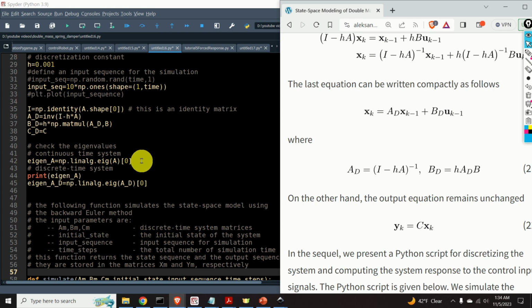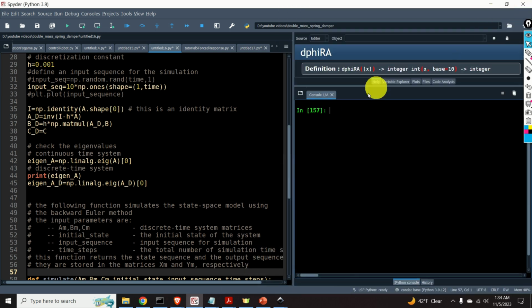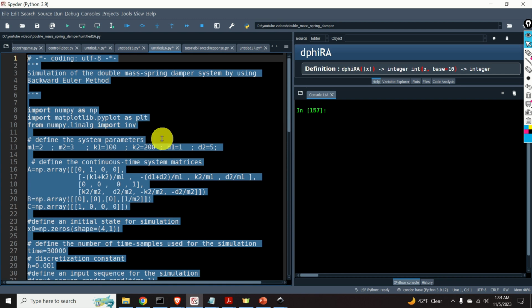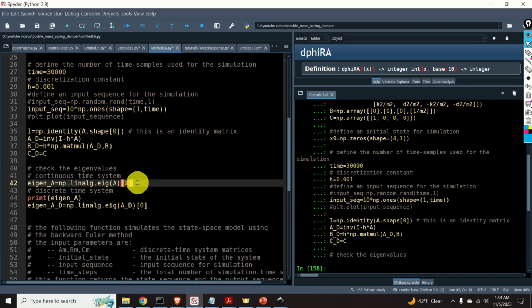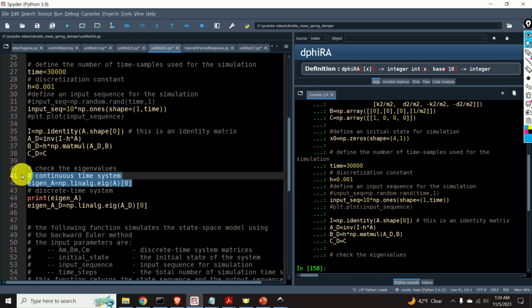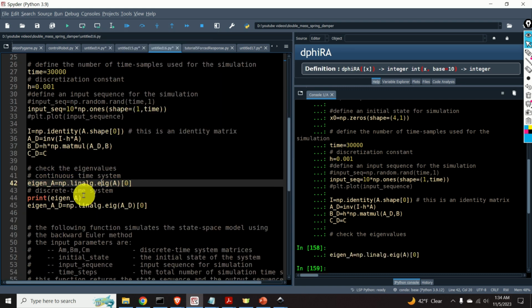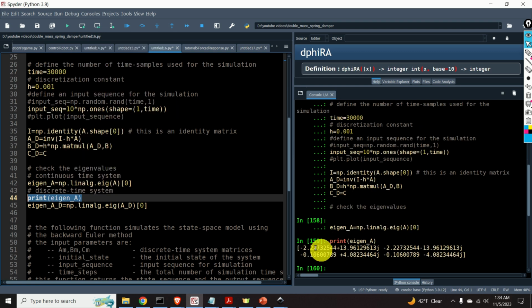Next, we need to check the eigenvalues of our system. This is very important for verifying the stability of the system. And let's do that. That is, let's execute the code until here and let's see the output. Okay, now I will check the eigenvalues of the matrix A. And note over here that A is in continuous time domain. Let's print the eigenvalues. Okay, here they are. We want to create a stable system. That is, all the eigenvalues should have negative real parts. And we can see that indeed all the eigenvalues of our continuous time system have negative real parts, as you can see over here. Good.